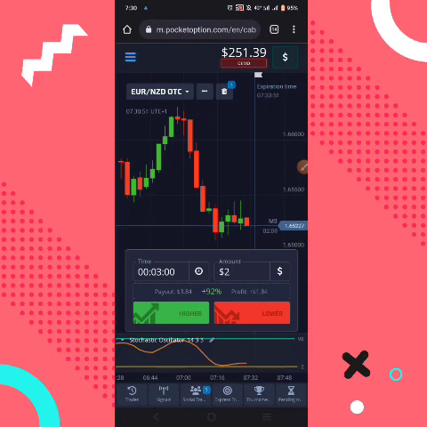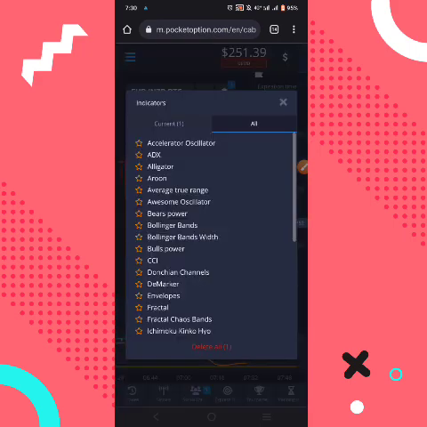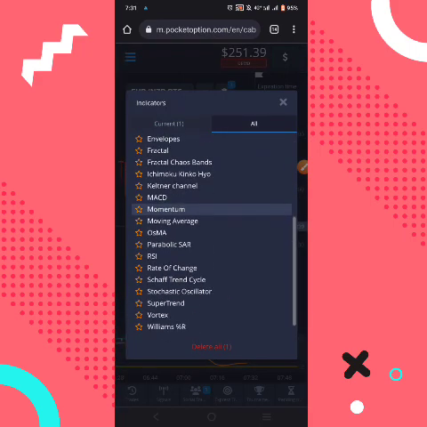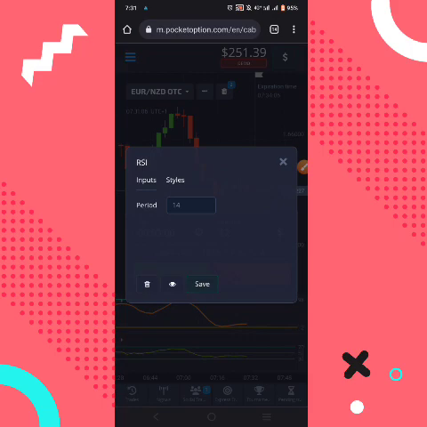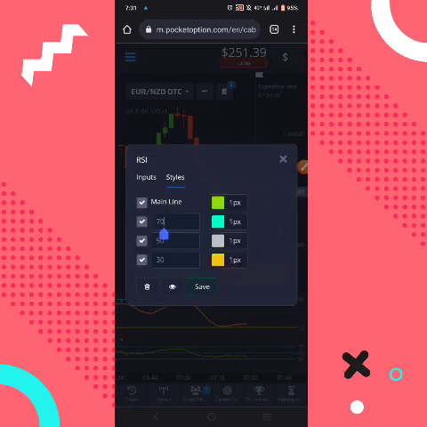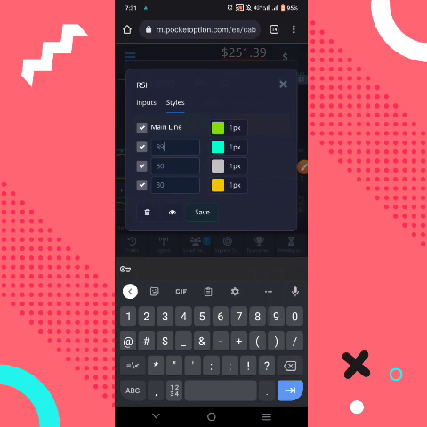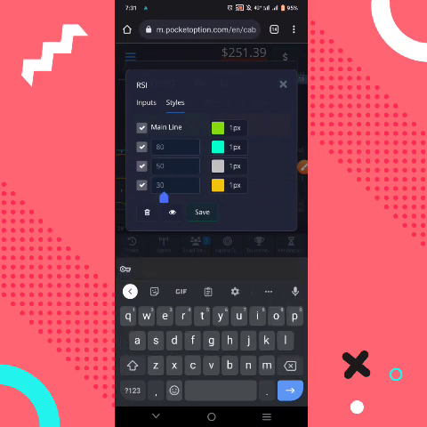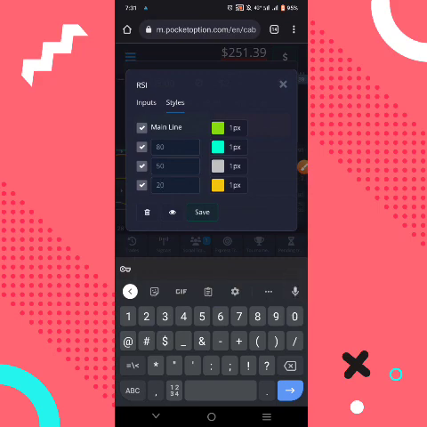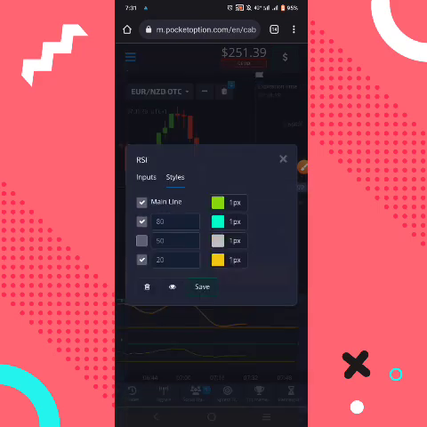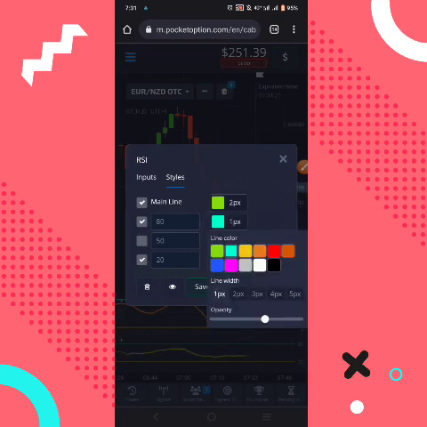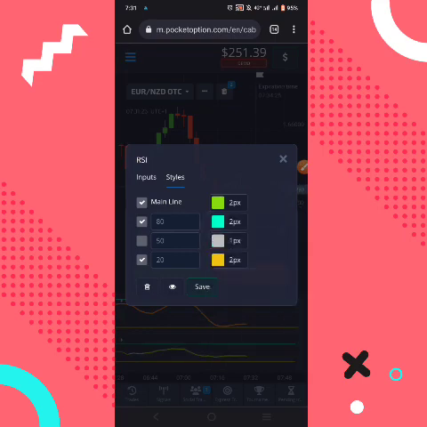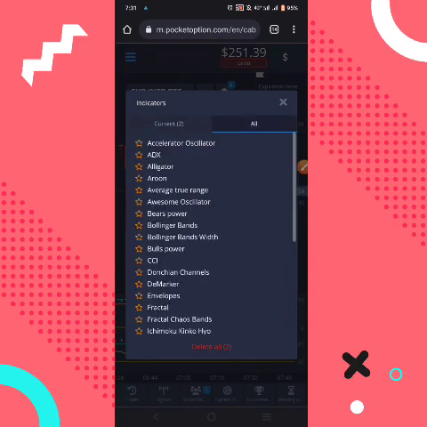Then the next indicator will be RSI. The period is 14. Overbought is 80. Oversold is 20. So the middle line is not used, so I will uncheck it and then make the line thick. Of course, you save. And then the last indicator I'll be using is Bollinger Bands.